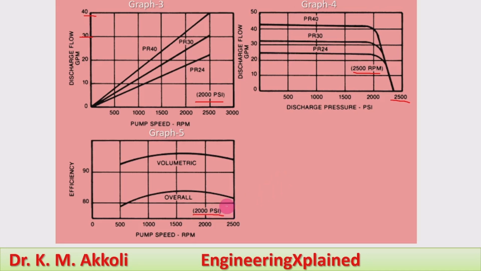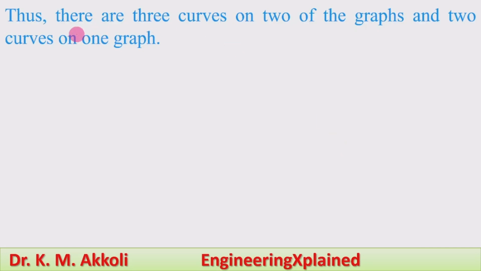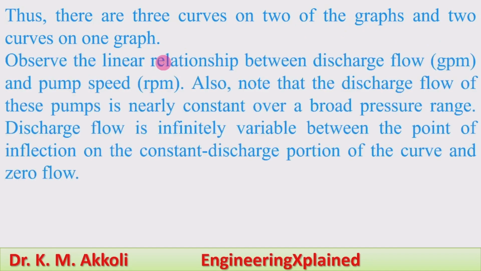The flow rate decreases drastically above 2000 psi pressure. That is the reason we cannot use these radial piston pumps above 2000 psi pressure. That is why we compared these two cases here, and we have seen what happens above 2000 psi pressure. Like this, the variation of the different parameters is compared for the radial piston pumps also. Thus, there are three curves on two of the graphs and two curves on one graph that we have discussed.